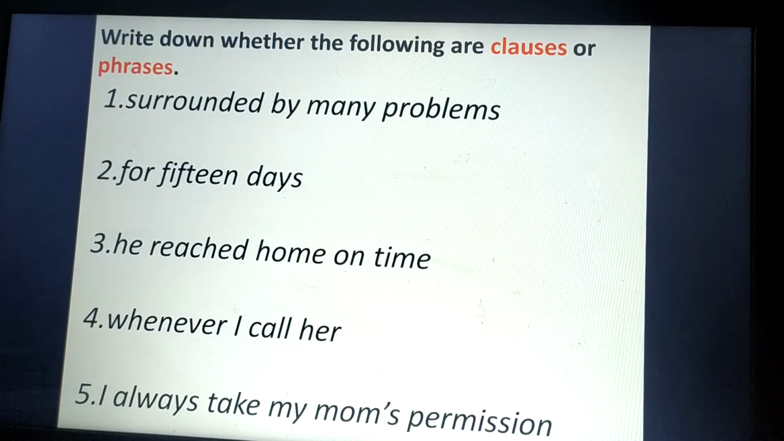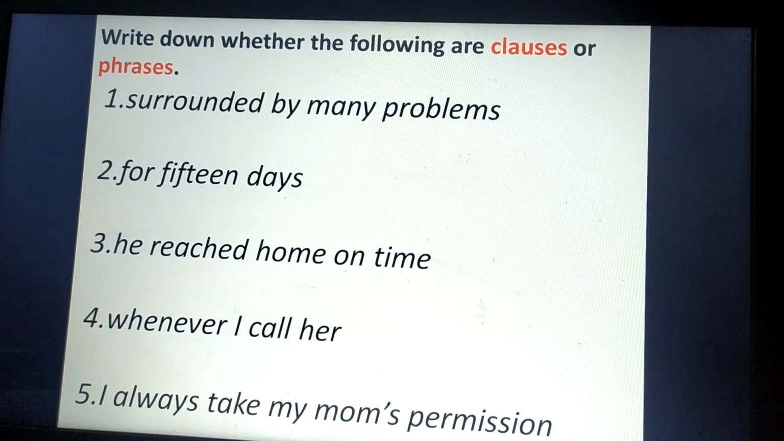Here we have one exercise to do, so it's better if you do it. The question is, write down whether the following are clauses or phrases. You can see here I have given a few questions which you have to solve. You have to give the answer, and I will obviously be there to give the answers along with you.